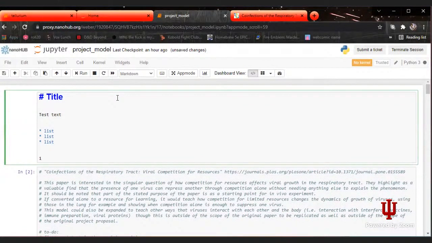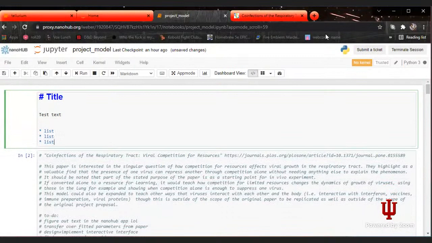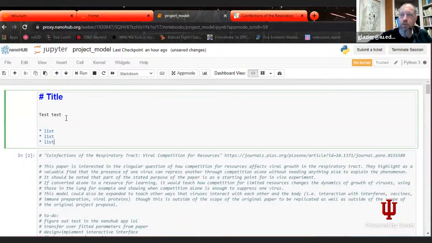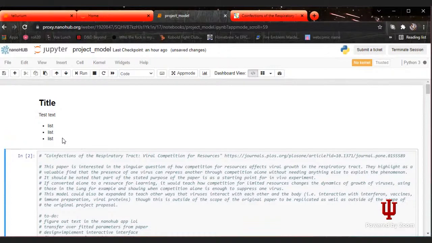That's what I recall from the top of my head. Then to have it actually render, you do shift enter as if you were running that cell. Oh, all right, cool, thank you.